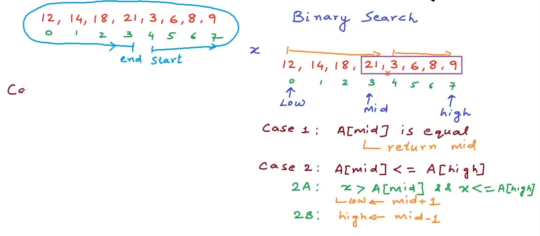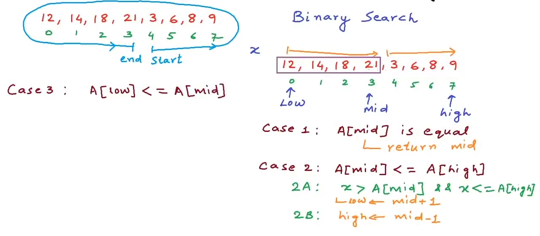Case 3 would be when a[low], the first element in the sequence, is less than or equal to a[mid]. Now in this case we are looking at whether this particular segment, starting at the low index all the way till the mid index, is sorted or not. Once again we will have two conditions. When we know that this half is sorted, it is very easy to verify whether x is probable to lie within this sub-segment or not.